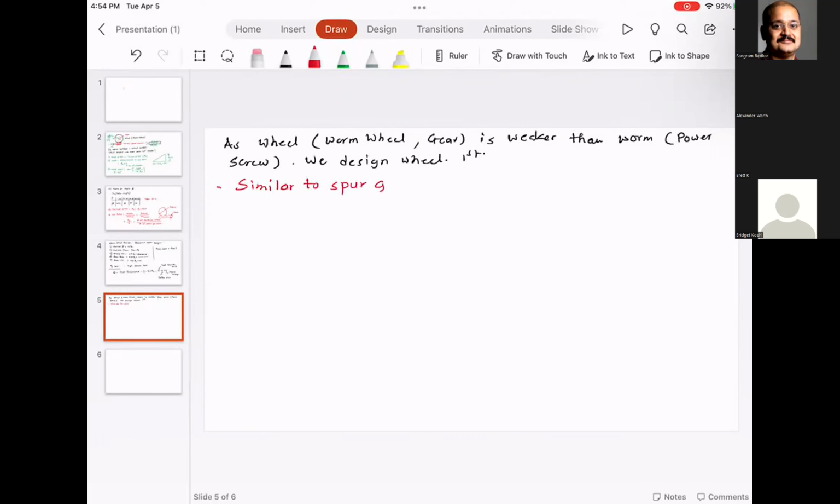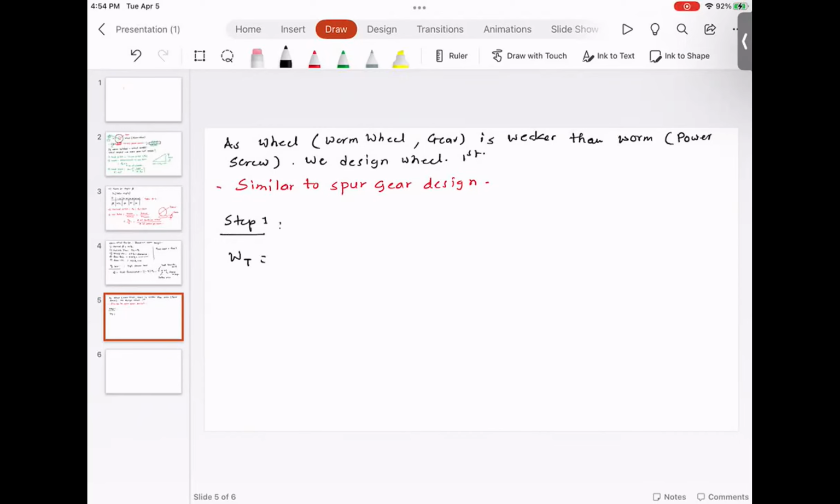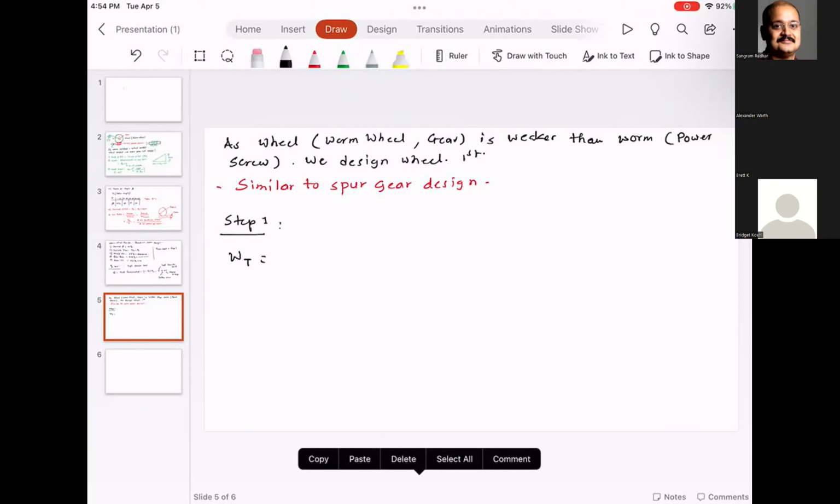Spur gear design. So what is step one? Step one is find out the value of WT. WT is equal to power divided by pitch line velocity multiplied by the service factor.